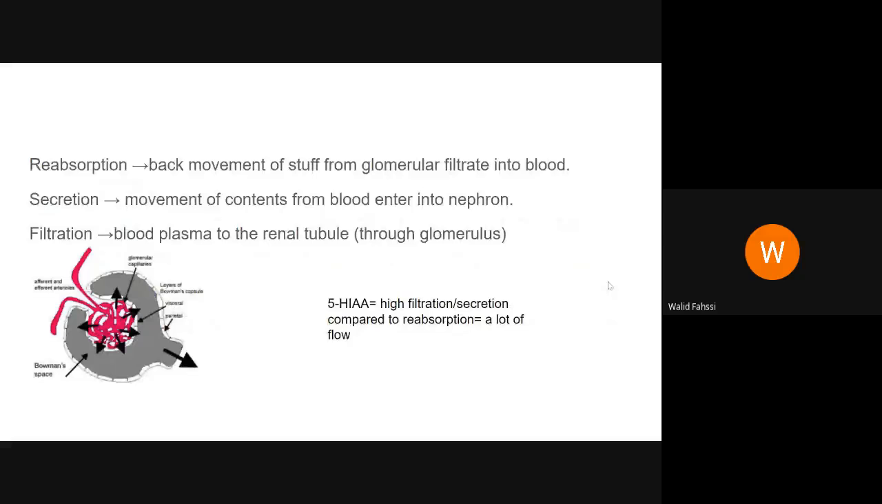There was a key sentence, in the last sentence of the first paragraph, where it said 5-HIAA has a high ratio of filtration secretion to reabsorption. So I figured if it has a high filtration secretion, it's going to appear in the urine. So therefore, it's a good indicator of renal blood flow. So that was my logic.